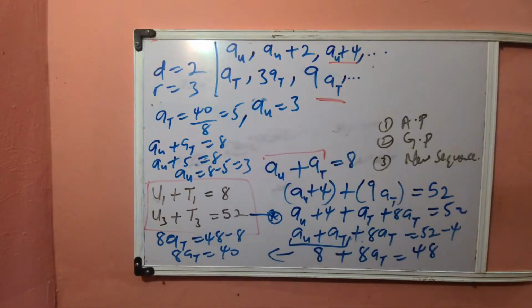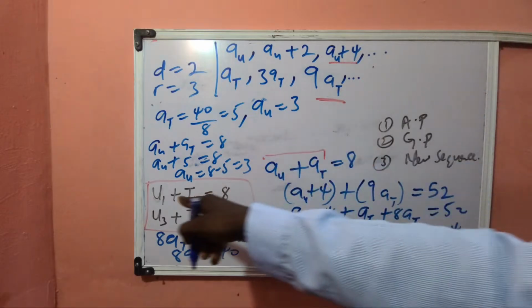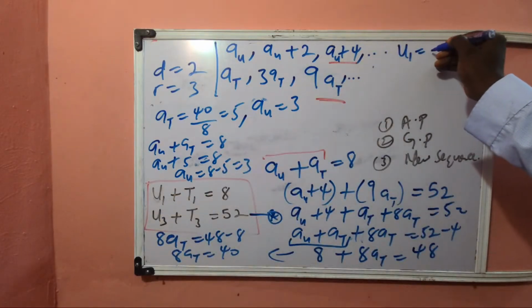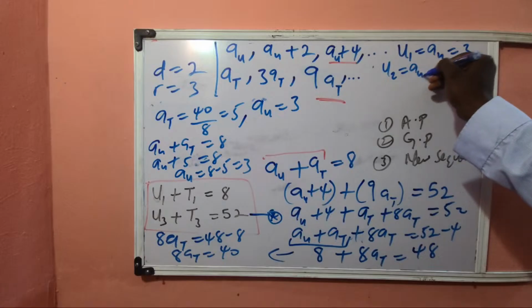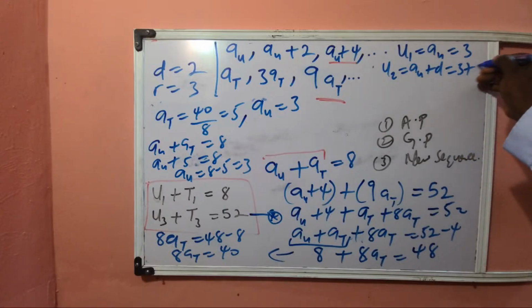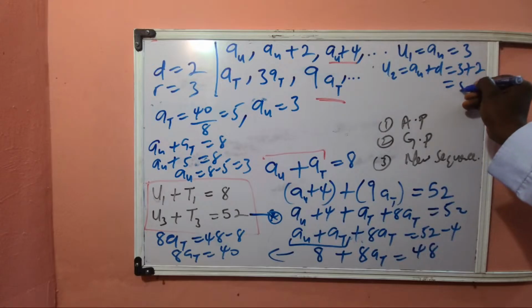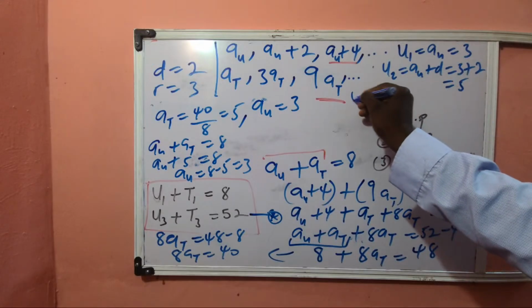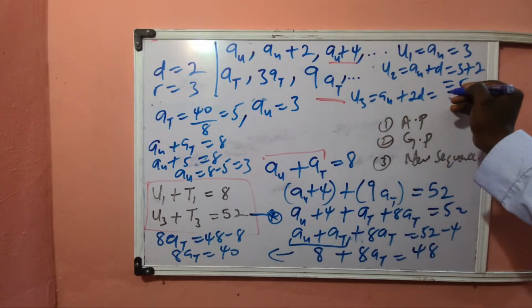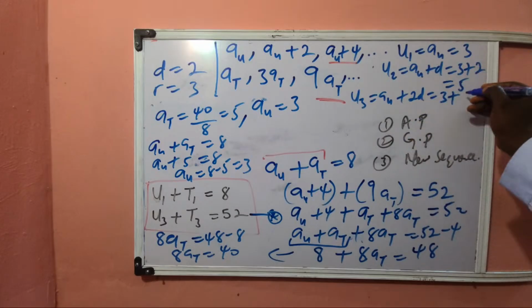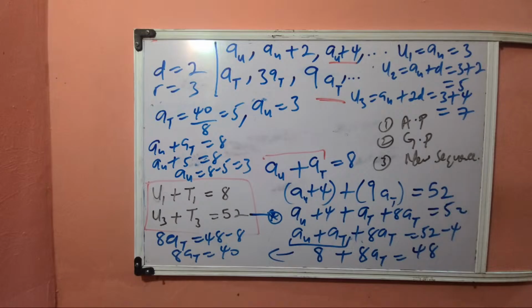So if I've gotten my first term to be 3, of course, I know that I can get my second term. Let me write that somewhere here. So my U1, which is my first term, which is AU, is 3. So my second term, U2, will be AU plus D, which will be 3 plus my D being 2. That will give me 5. My U3, which is my third term, will be AU plus 2D, which will be equals to 3 plus 2 times 2, that will be 4. That will be 7. So getting these 3 terms, of course, is sufficient.